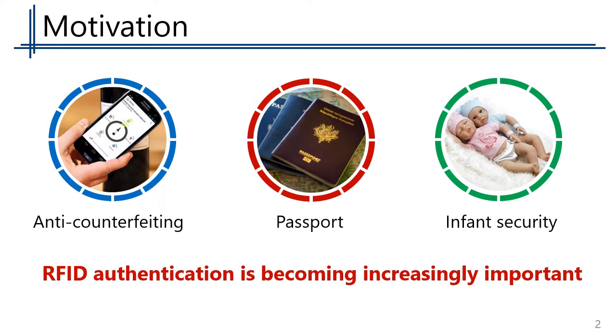For example, in a baby tracking system, a tag is attached to the baby's ankle for preventing baby stealing. If this tag is cloned, the alarm will not be triggered even if the baby leaves a secure area. So RFID authentication is required.